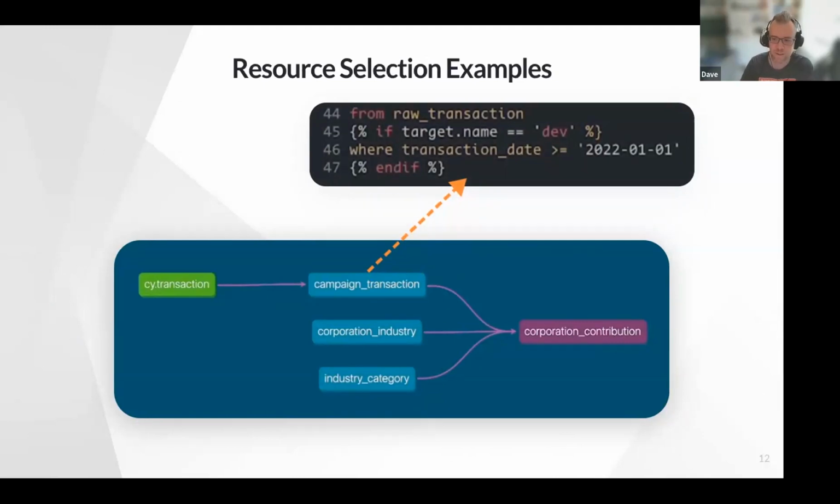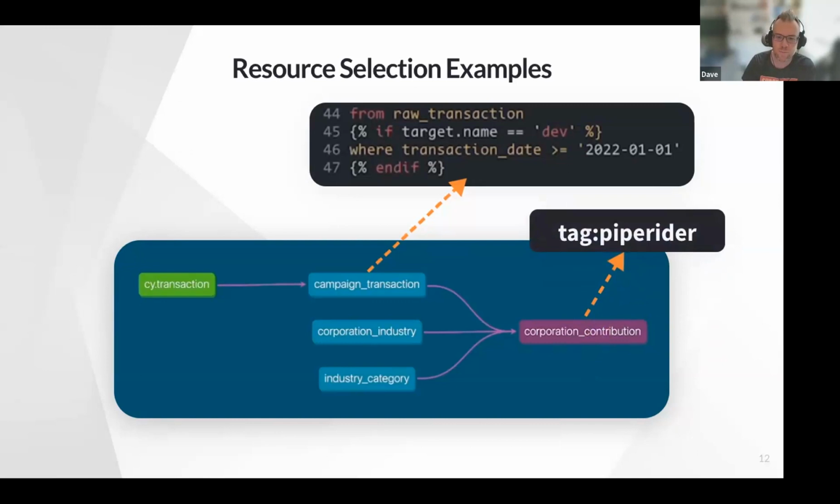This is to limit the amount of data. You might do this when you're developing locally, where you want to limit the amount of data that you're working on, so you use a clause like this in the model. But the interesting thing is that we've only tagged the downstream model. The only model in this project with a tag is the corporation contribution model. And we've only made an upstream change to the campaign transaction model. So let's see how the new options would affect which resources PipeRider runs on.